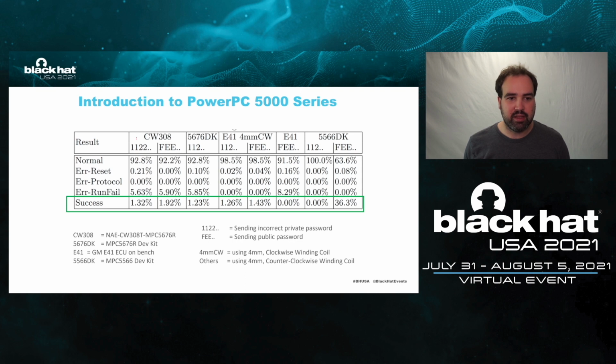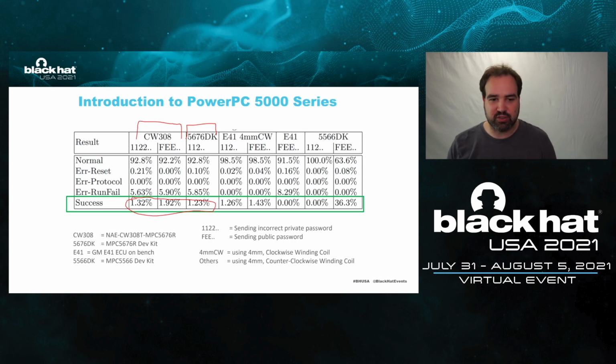The 308 is that custom dev kit. The 5676 is that off-the-shelf dev kit. And on all of these, with some variations in which password I tried to send to see if that mattered, you're at about a 1% to 2% success rate, which maybe doesn't sound like a lot, but I can send 100 tries. Sending one takes about a second or two. You can basically get a success pretty quickly, so these are pretty reasonable success rates.